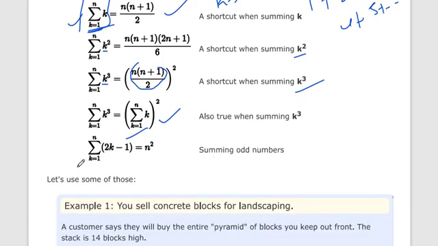This is the summation of all odd numbers. We have seen this rule in the first lecture: 2k minus 1. This is an odd number summation, so it will become n square.